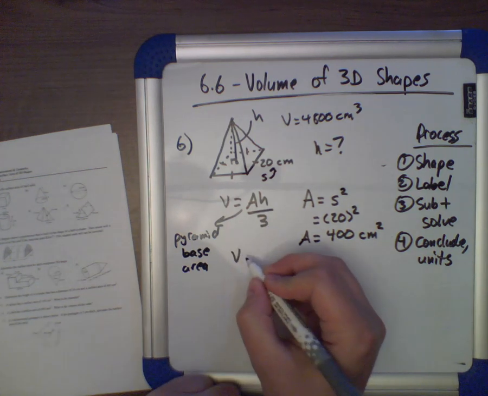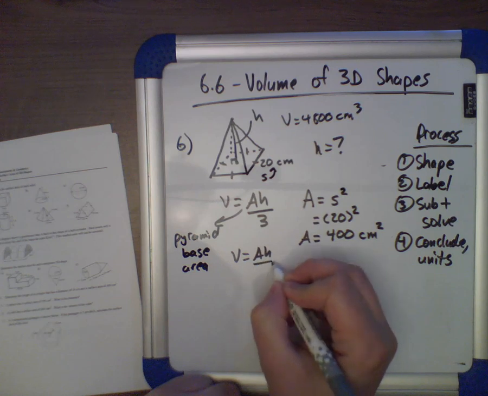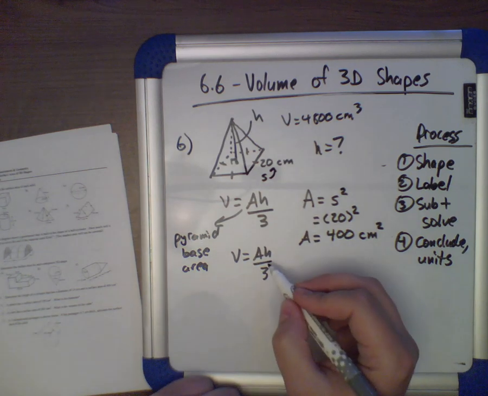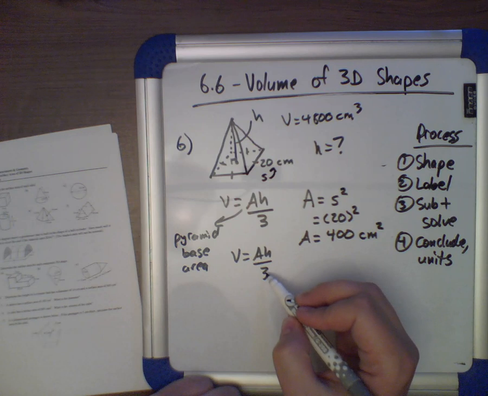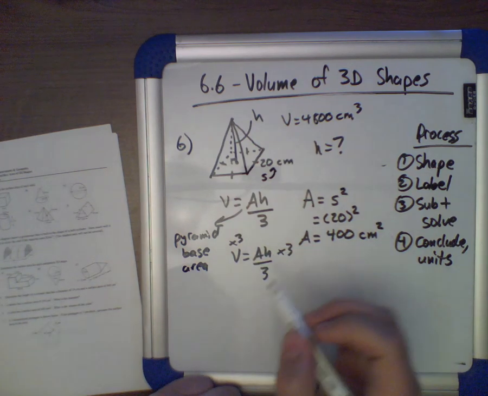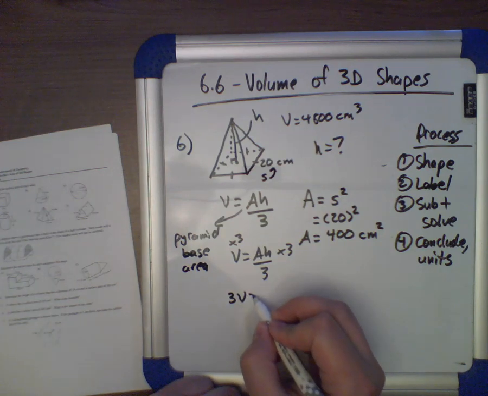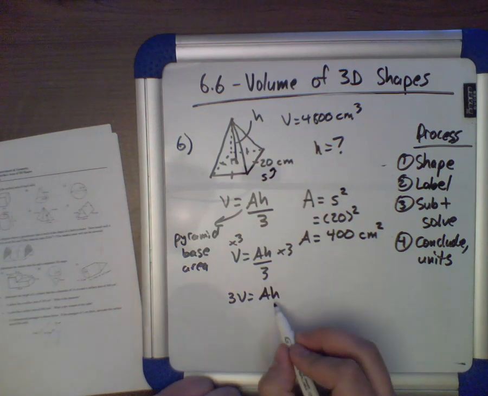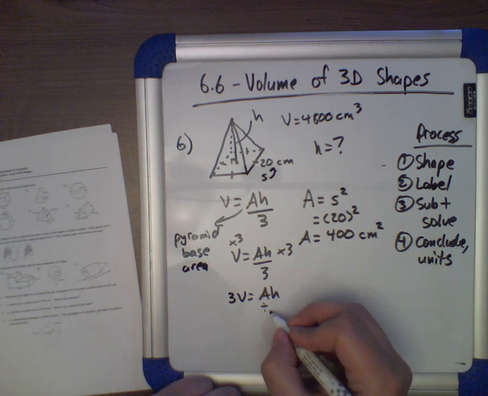So I'm just going to rewrite V equals A times H over 3. I want to begin to get the H by itself. Right now it's being divided by 3, so I'm going to multiply each side of my equation by 3. 3V equals A times H. Now H is being multiplied by A, so I'm going to divide each side by A.